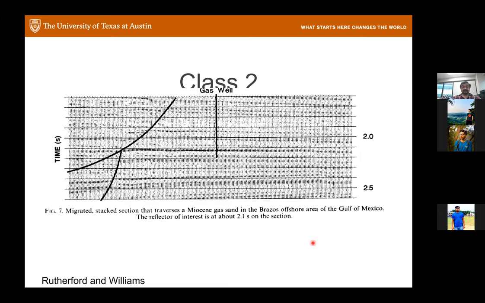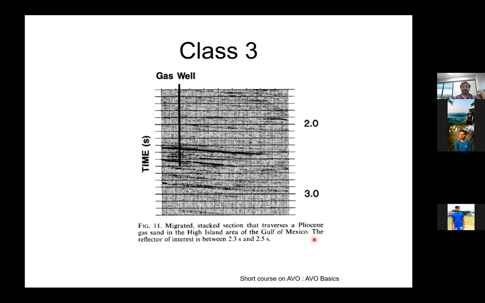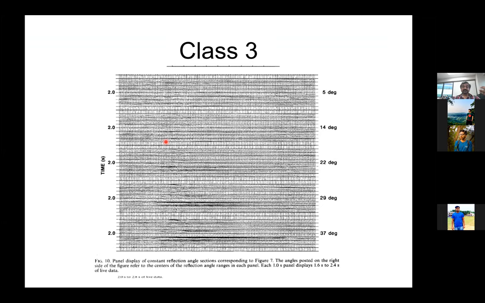Now this is a class two sand, and the most interesting of all of these is the class three sand, where you have some bright reflections. If you look at the gathers, these are the traces for different angles of reflection. You can see that as a function of angle, the amplitude increases and becomes higher and higher as you go to higher offset or higher angles. And when you stack those up, they give rise to what is known as a bright spot.